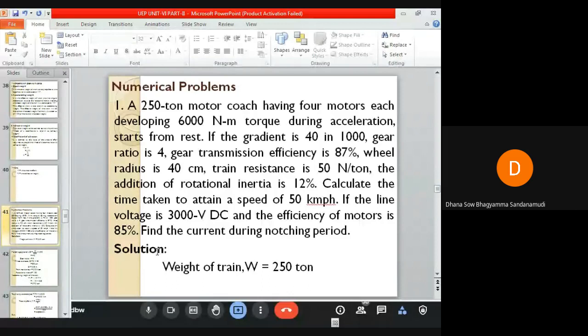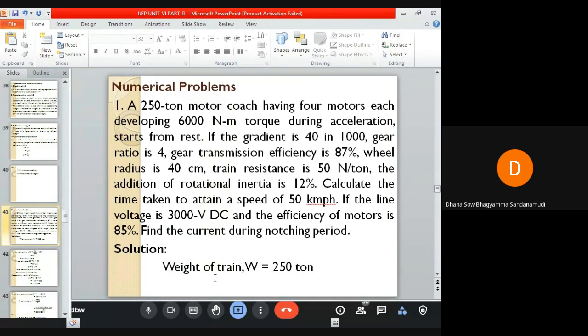So, a 250 ton motor coach having four motors, each develops 6000 Newton meter torque during acceleration, and it starts from rest. If the gradient is 40 in 1000, gear ratio is 4, gear transmission efficiency is 87%, wheel radius is 40 centimeter, train resistance is 50 Newton per ton. The addition of rotational inertia is 12%. Calculate the time taken to attain a speed of 50 kilometers per hour.